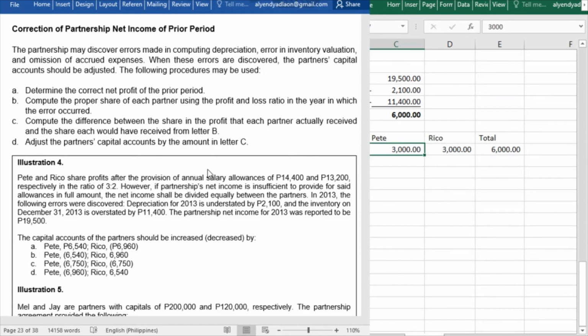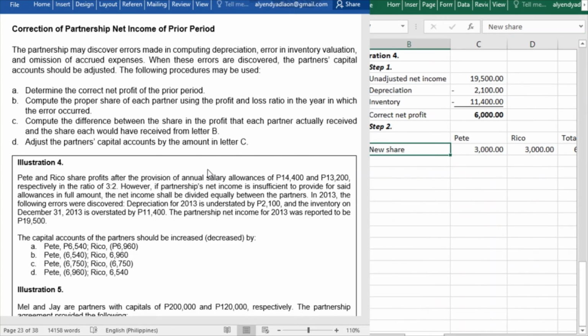Again and again, in a partnership, we are to always make their agreement our basis. The basis will always be their agreement. Whatever their agreement is, that is the one that we are going to compute. Now for this problem, the new share is 3,000 each. Now how about the old share? Since we are to compute for the new share and the old share, because we are to get their difference, then we also have to compute the old share.